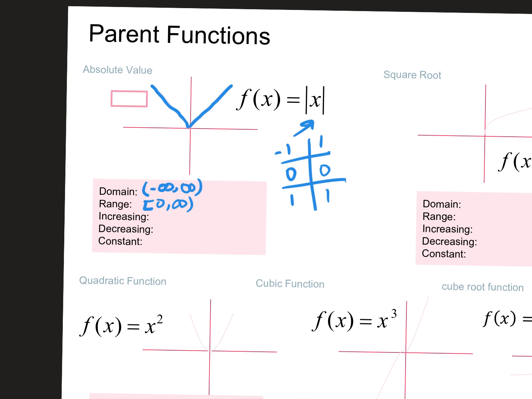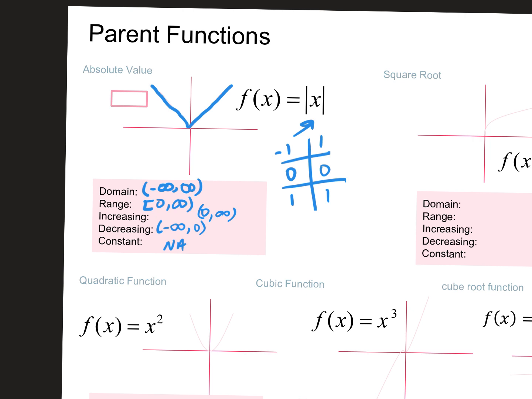So let's talk about increasing and decreasing. Increasing means the graph is going what direction? Up. Decreasing means it's going down. Okay. So what is this graph doing as we read left to right? From left to right, what is your absolute value graph doing? It's decreasing from negative infinity to 0. Then it's increasing from 0 to infinity. Perfect. And what is the interval of constant? None. You could say none or NA.